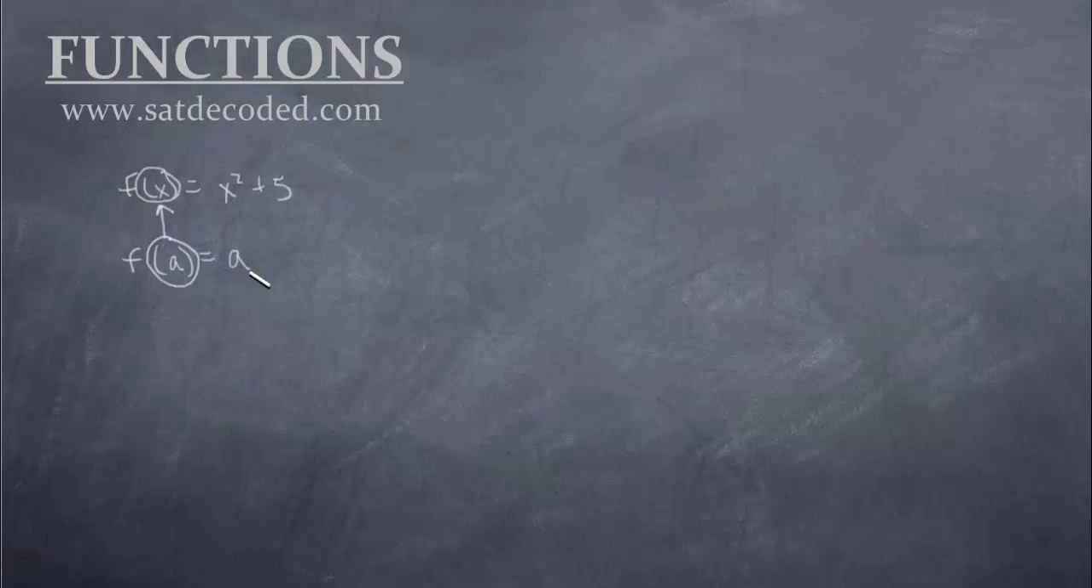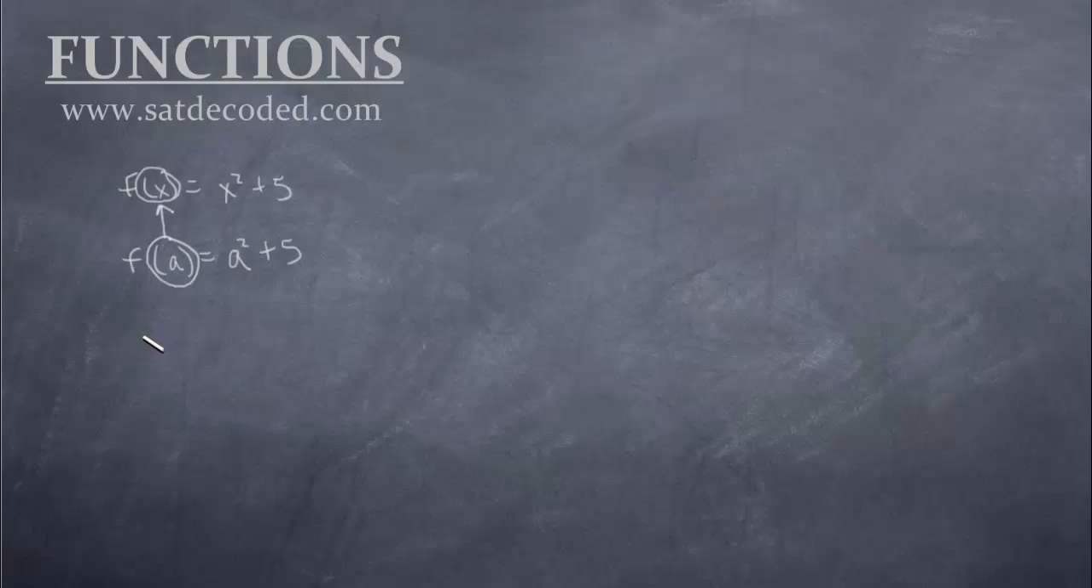So we follow the same idea as before. Whatever our input is, we just replace it where the x used to be. So f of a equals a squared plus 5. Because we have no idea what a actually is, it's not given in the question. They don't tell us, for example, a equals 4. We just know it's a. So f of a equals a squared plus 5 is the simplest terms we can get this function to, and we'll just leave it like that.